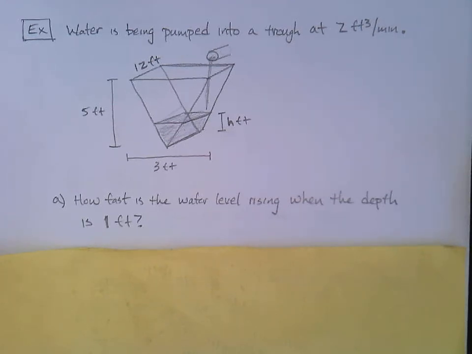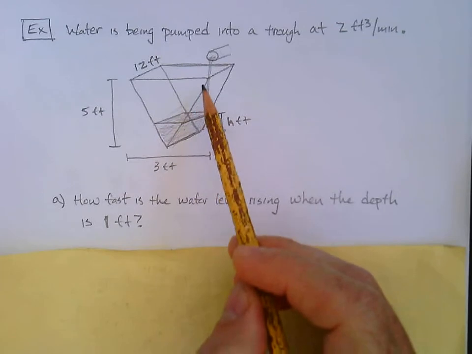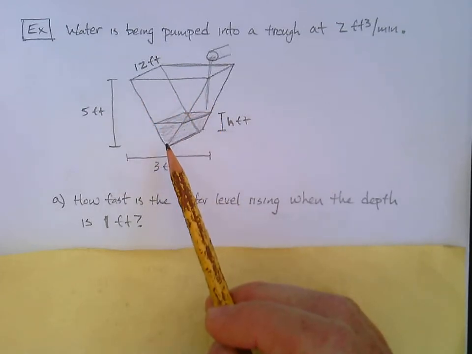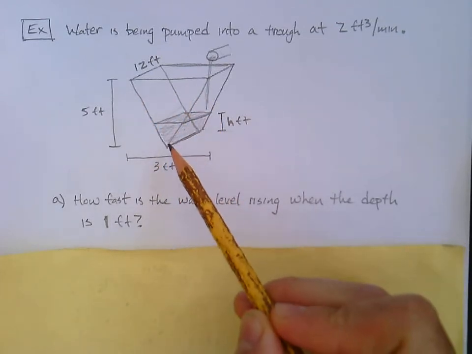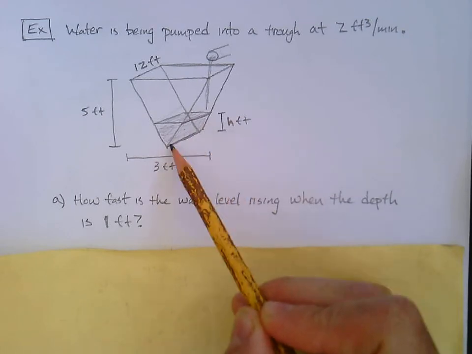Okay, here's our final example here in the lecture for related rates. Water is being pumped into a trough at 2 feet cubed per minute. So I tried to recreate this drawing here as best I could on paper. So you see this trough, and the cross section, if you will, in the front is a triangle. And then the trough just goes back, horizontally.